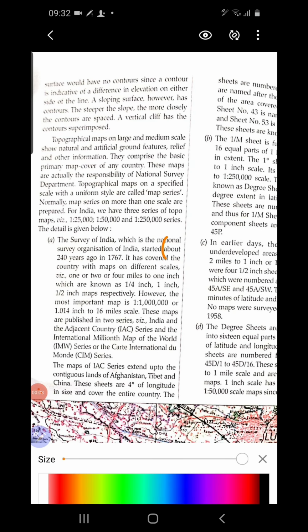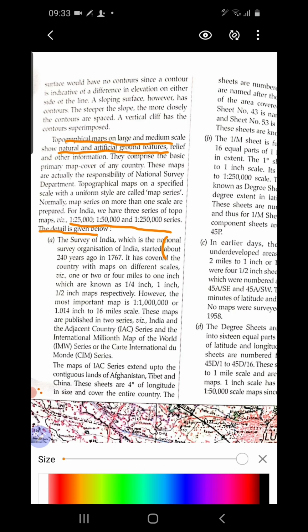Yes, let's continue now. Topographical maps on a large and medium scale show natural and artificial ground features. This we only discussed, both man-made and natural features. Now you find mainly three series of maps. Which are the three series of maps? They adopt three series of scales: 1:25,000, 1:50,000 and 1:250,000. These are the three types of topographical map, which adopt three different series of scales.